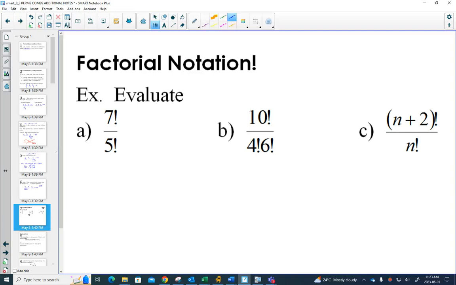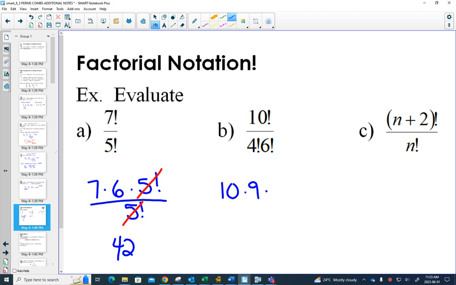First of all, when simplifying factorials without a calculator, you start expanding the bigger one until you get to the smaller one. They'll simplify, and 7 times 6 is 42. Same thing in the second one. The biggest one is the 10. Start expanding that until you get to a smaller one. So I'm going to stop at 6 because that will simplify with the 6 factorial. The 4 factorial would be 4 times 3 times 2 times 1.